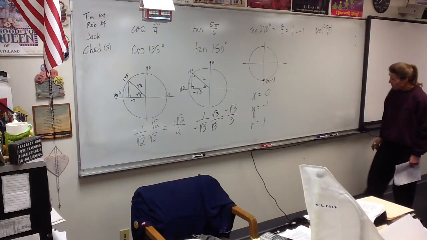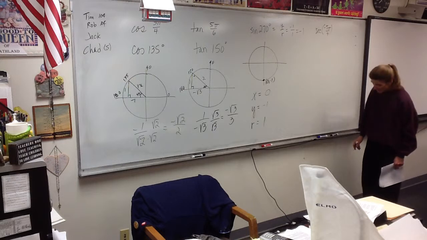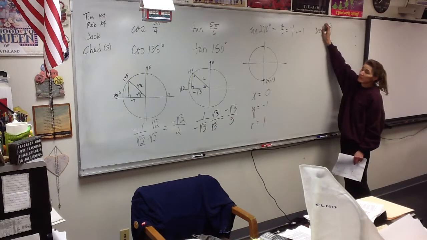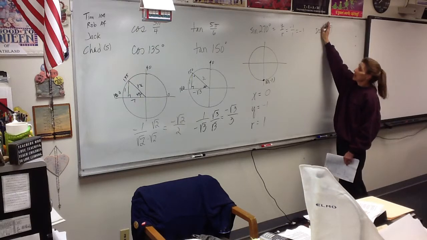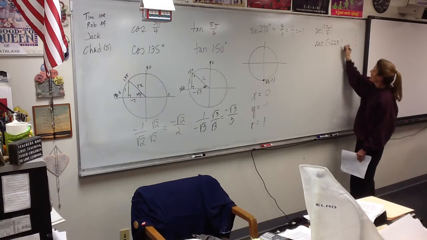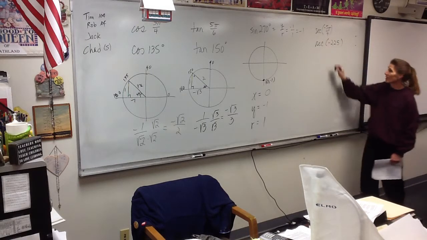Secant, negative 5 pi over 4. This is a negative angle. I'll take care of that in a minute. First, let's change it to degrees. Pi is 180, divided by 4 is 45, times 5 is 225. I'm finding the secant of negative 225.